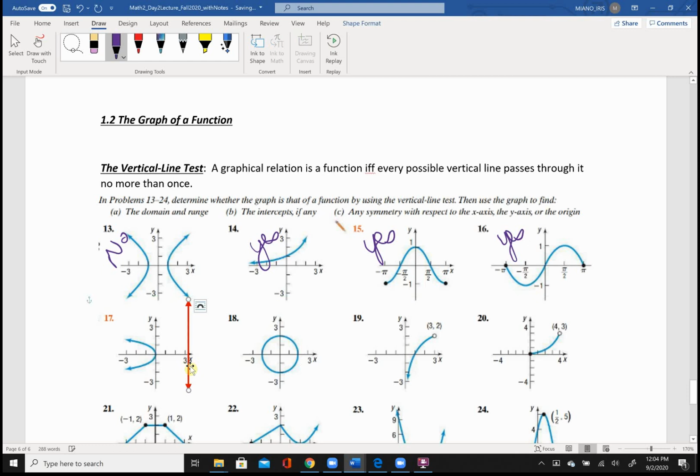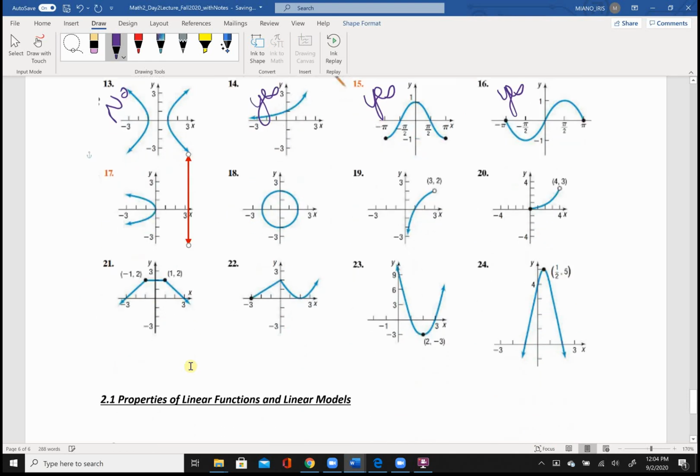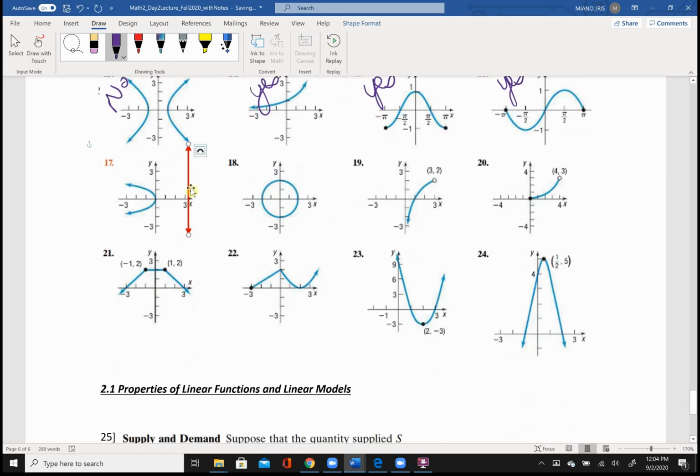Moving on to the next one. It looks like, ooh, check this out. Right there, boom. There's an instance in which I am not passing the vertical line test, so that is not a function. We seem to have symmetry over the x-axis, a y-intercept and an x-intercept at the origin, and that is it. Okay, moving on. Oh, look at that. Not a function. Nope.